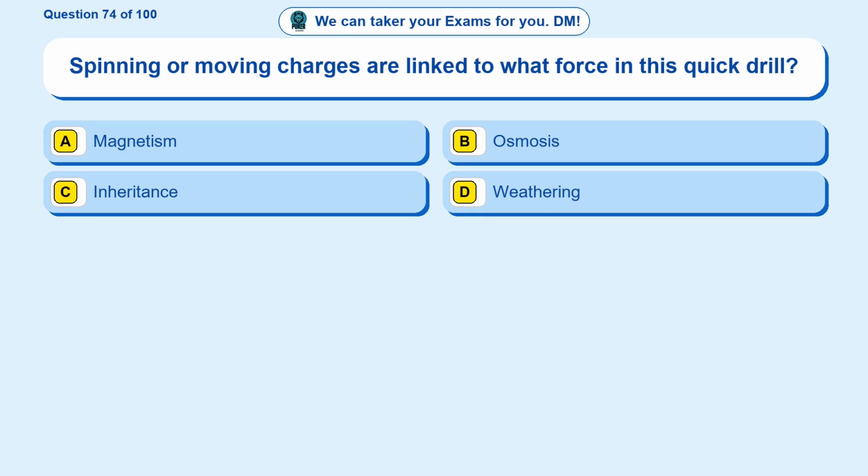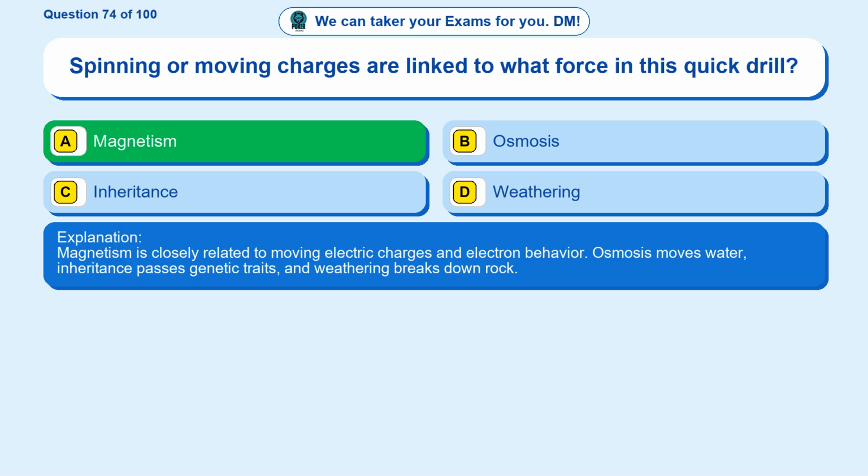Question 74. Spinning or moving charges are linked to what force in this quick drill? Option A, magnetism. Option B, osmosis. Option C, inheritance. Option D, weathering. The correct answer is option A, magnetism. Magnetism is closely related to moving electric charges and electron behavior. Osmosis moves water, inheritance passes genetic traits, and weathering breaks down rock.